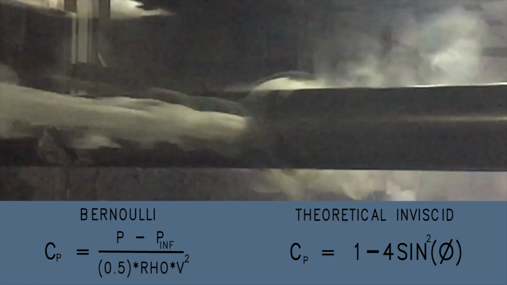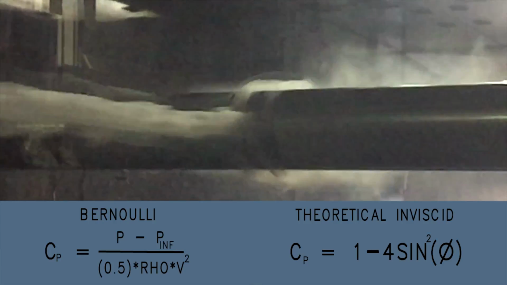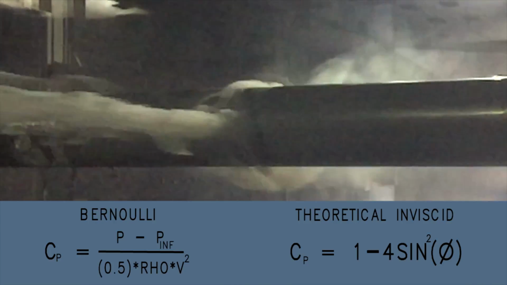Pressure coefficients along the surface vary and are calculated by using the Bernoulli equation, which can then be used to show high or low pressure points. The theoretical inviscid coefficient of pressure values should be equal to the function 1 minus 4 sine squared theta.